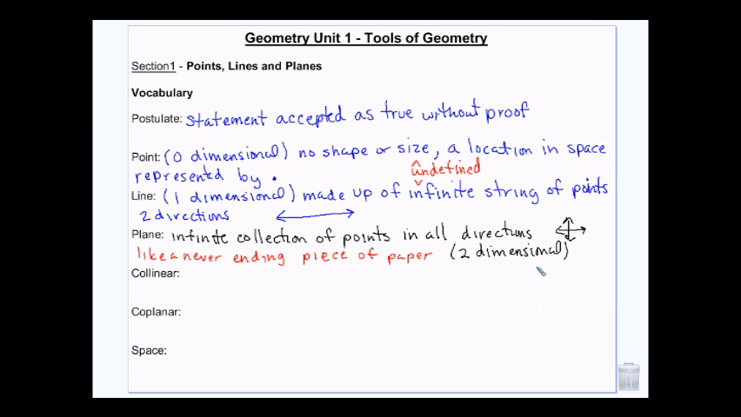And the dimensions are based off of how many axes you have. You guys remember the x and y axis in algebra when you were graphing? A point has no axis, so that's why it's 0-dimensional. A line has one axis, 1-dimensional. And a plane has two axes, like your x and y axis, so that's why it's 2-dimensional. And then when we get into 3 dimensions, you end up with 3 axes.